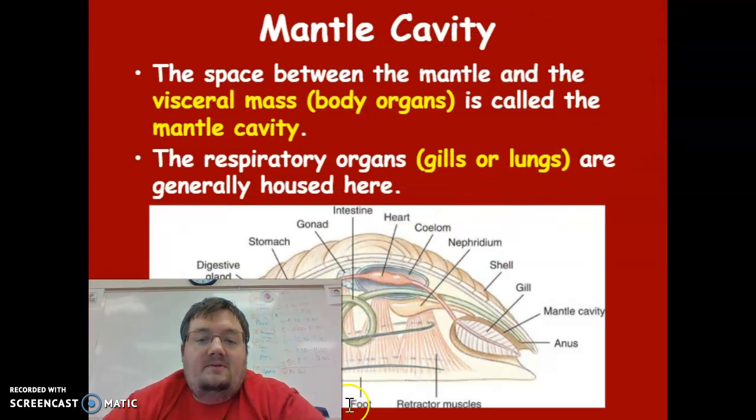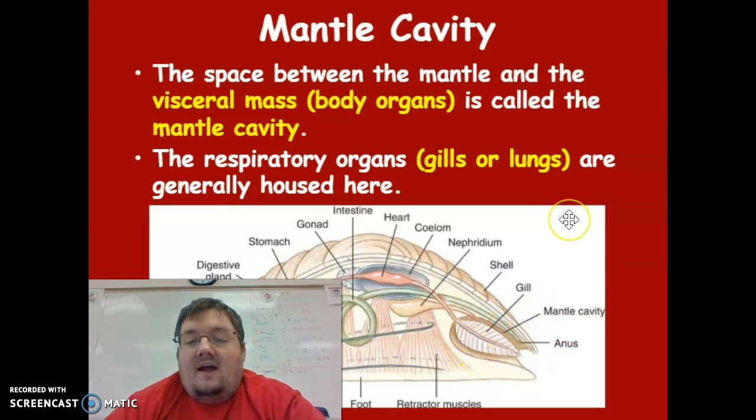On here, it talks a little bit about what's called the mantle cavity. That's here. It's this opening. It's the space between the mantle and the visceral mass. It's called the mantle cavity. Cavity is an opening, like a cavity in your tooth would be an opening. It's the space between the mantle and the visceral mass, as I said. This is where the gills are, and this is where the lungs will be. If you have lungs like snails, this would be where they're generally housed.